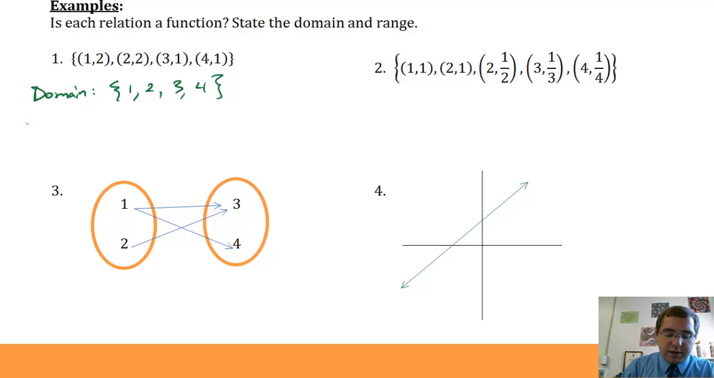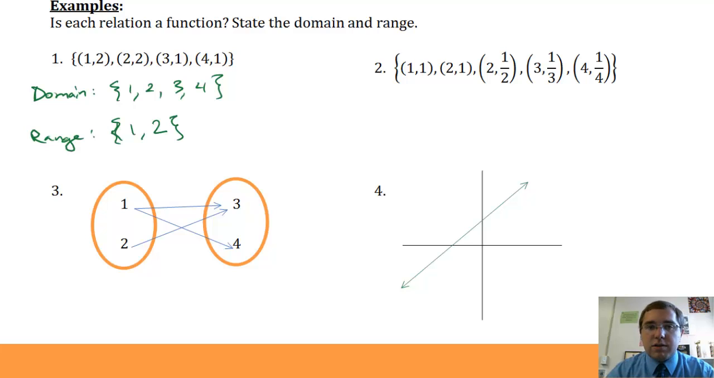So our domain is the set 1, 2, 3, and 4. And our range is the set 1 and 2. If something occurs more than once in the range, we don't need to state it more than once. So it's just the numbers 1 and 2. Those are the only things that have elements of the domain mapped to them. Number 2, we've got the points (1, 1), (2, 1/2), (3, 1/3), and (4, 1/4).